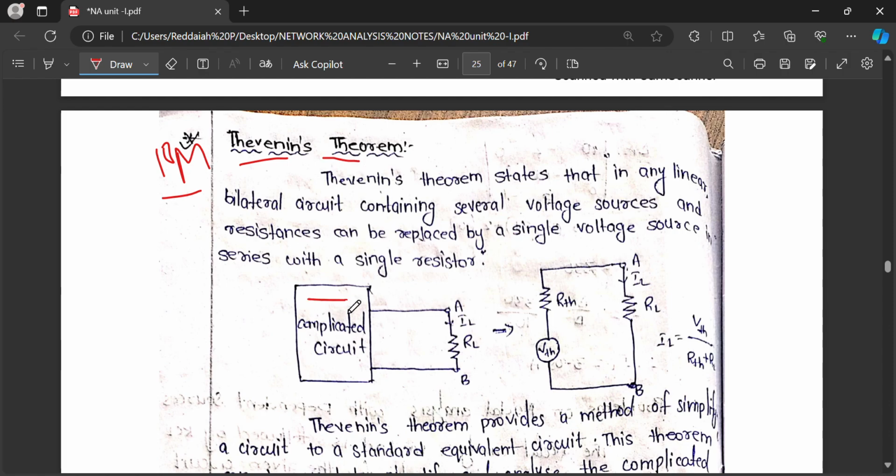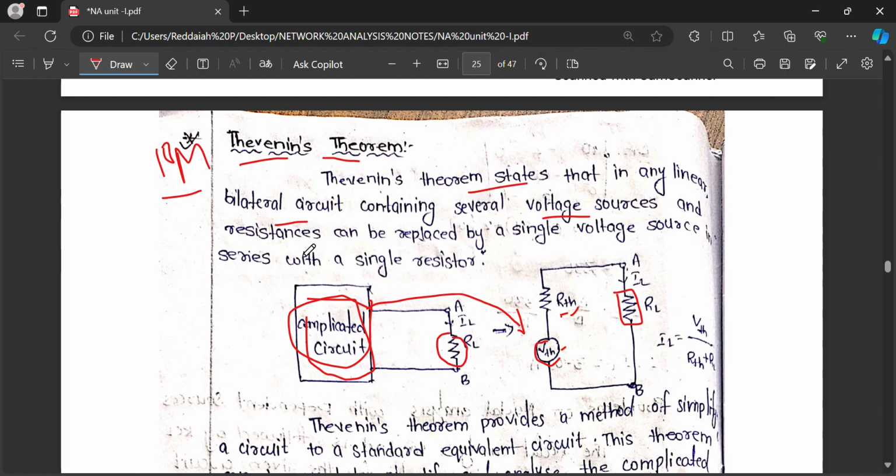Thevenin's theorem. What is Thevenin's theorem? Any complicated circuit can be converted into a simple circuit: a Thevenin voltage in series with a Thevenin resistance. Here is a complicated circuit. To find the current in RL, RL will be the load resistance. This entire circuit will be converted into one simple equivalent circuit, Thevenin voltage in series with Thevenin resistance. How to find Thevenin voltage and Thevenin resistance?